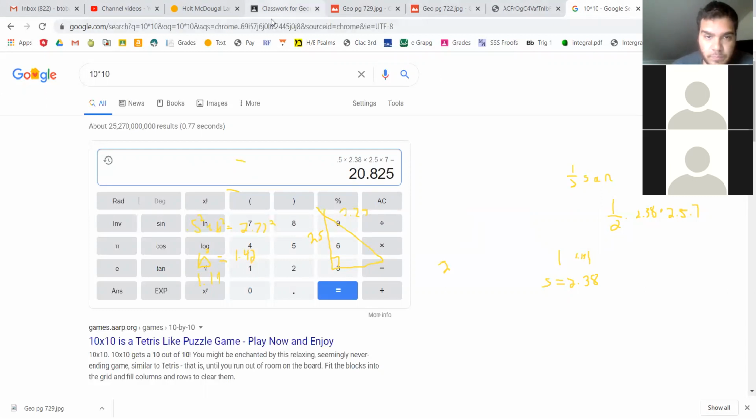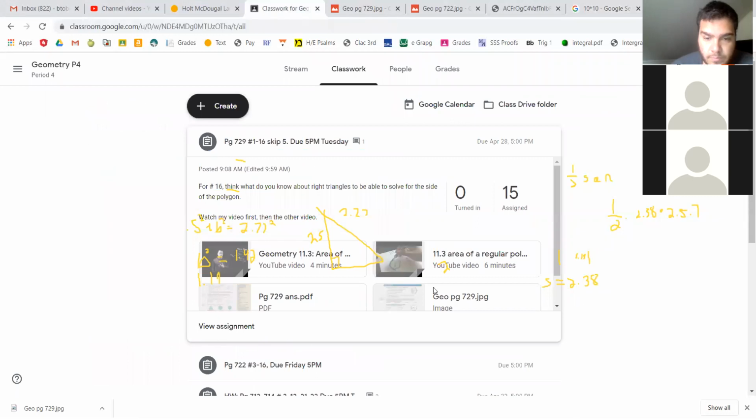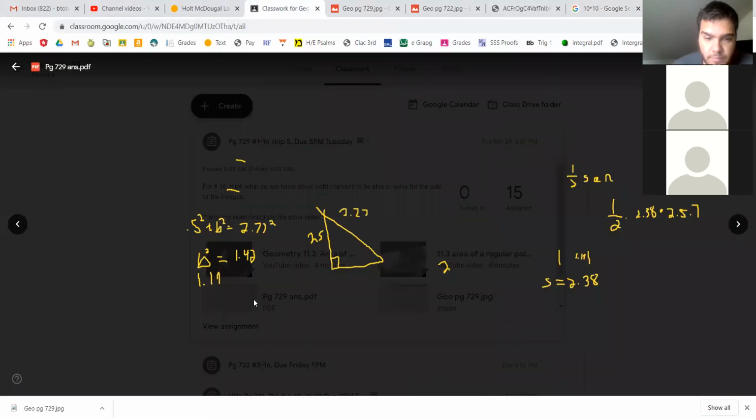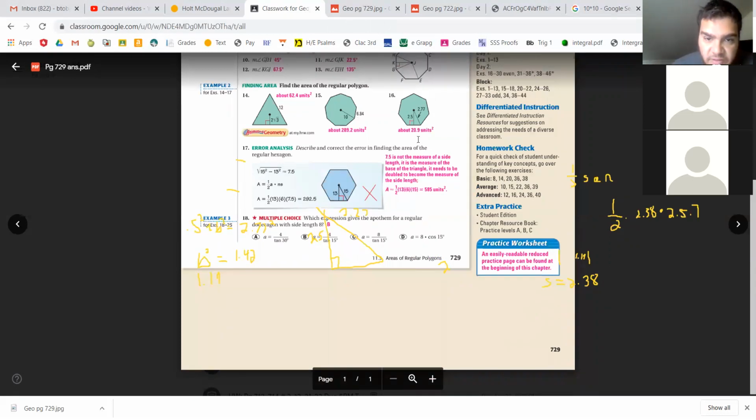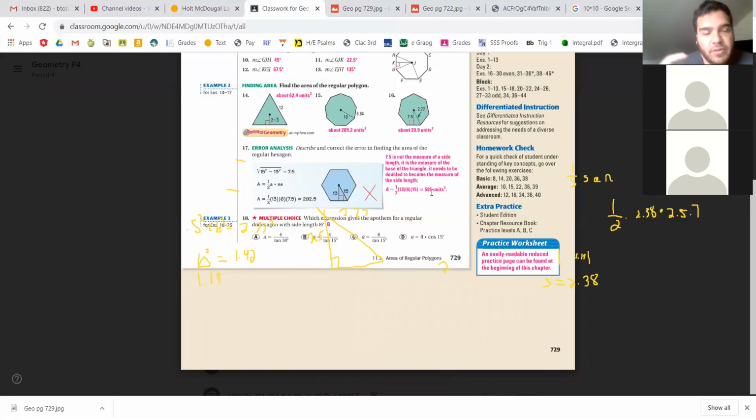And they said 20.9. That's close enough. 20.82. Yeah, so like I said, your rounding is going to be off depending on how much you round along the way. Like if it was 20.82, you get full credit. I understand that's close to 20.9. Yeah. Okay, thank you. Hey, no problem.